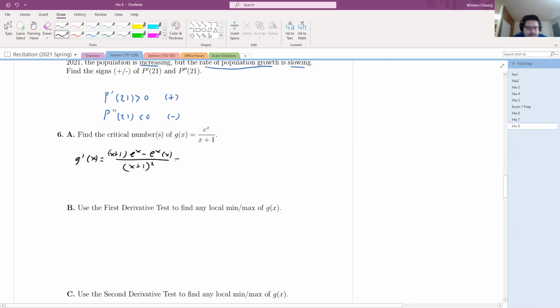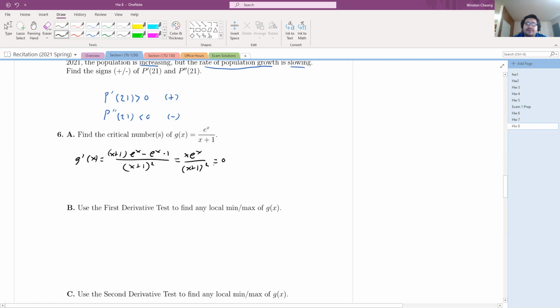What I can do is pull the e to the x out, and I see that we've got a minus x and an x. So you just have a, wait, you don't have an x, you have a 1. That's my bad. Times a 1, because it's the derivative of that. So you have a 1 and a minus 1, so you have an x times e to the x on top, and then x plus 1 squared.